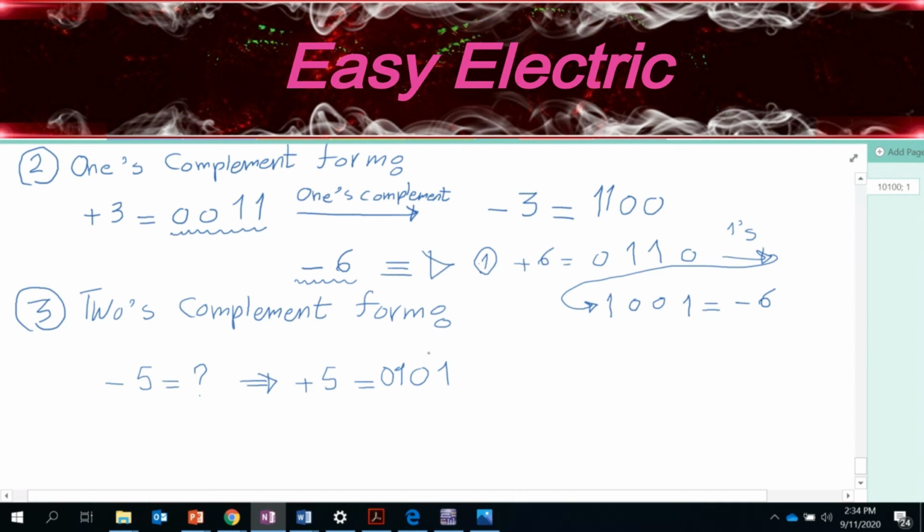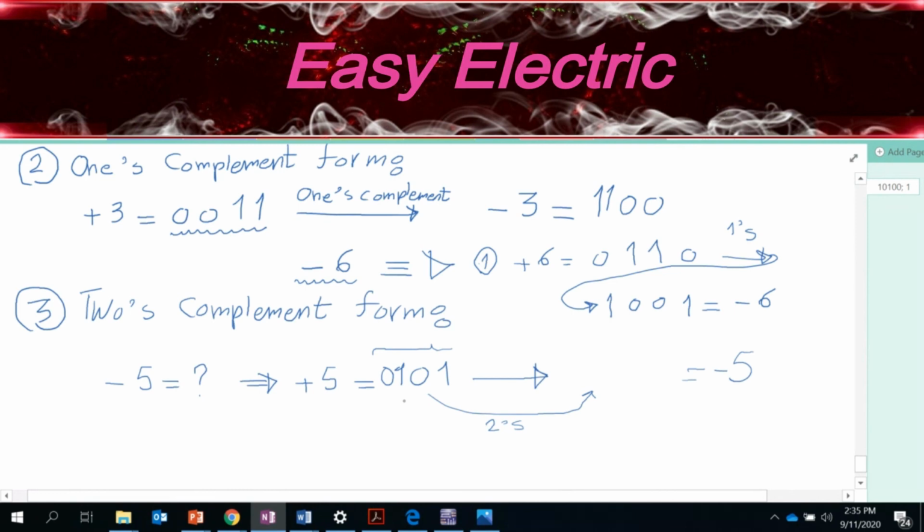So please start to work on the homework that you have, okay? You need to have more practice so that we will be more comfortable with this concept, okay? So this is 5. I want to get -5 using the 2's complement. The only thing I need to do is to take the 2's complement of this number. What is the 2's complement of this number, which gives me -5?